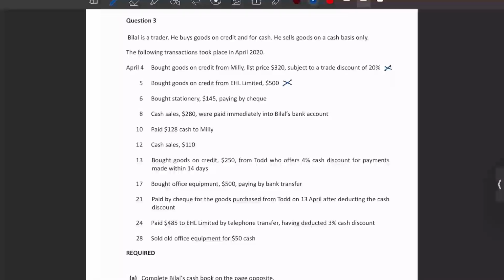Now cheque is there. Now you have to take this. Tell me, what will happen to money in the bank? Money in the bank will reduce. Okay, so what will I do to bank account? Credit. Can you please enter that?